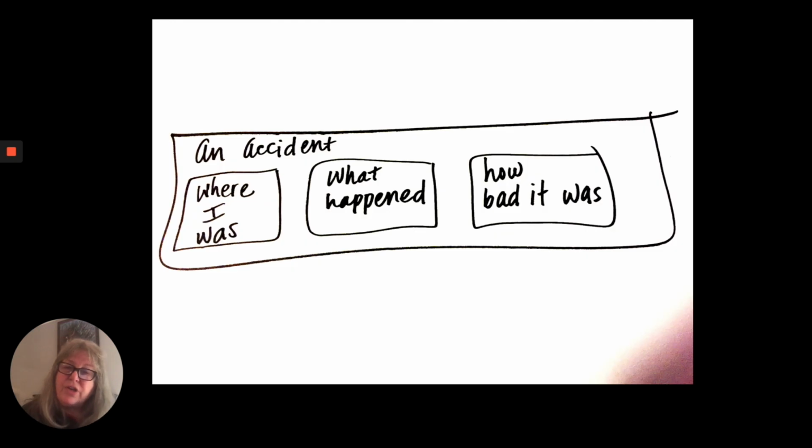Here's another structure you could use for the very same sort of thing, where I was, what happened, and how bad it was. I could tell about the doll incident using this one. It would sound like this. I was at home. What happened was my daughter and I woke up and discovered that her brand new toy had been chewed up by the dog. How bad it was? Oh, the tutu was gone. One of the little shoes was now chewed completely off. It was bad. That's another structure that would work well for telling about that bad thing that happened.